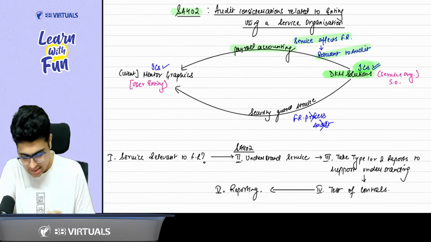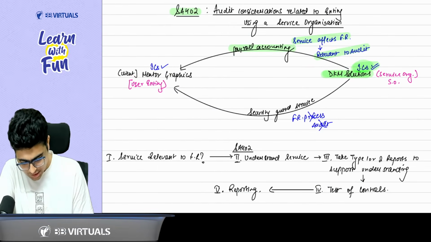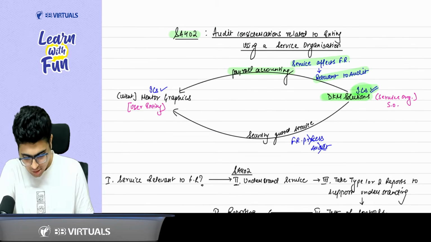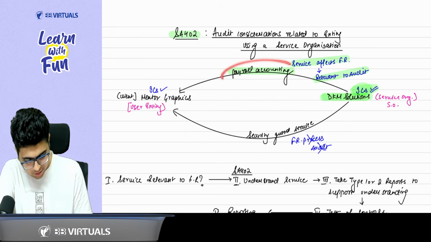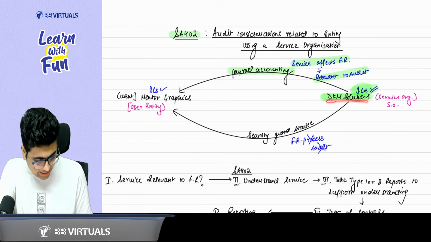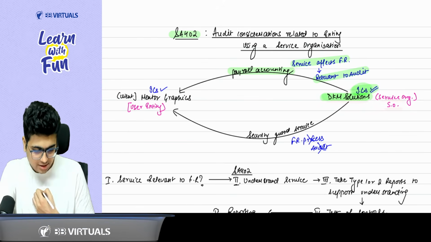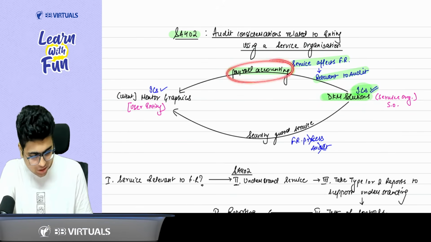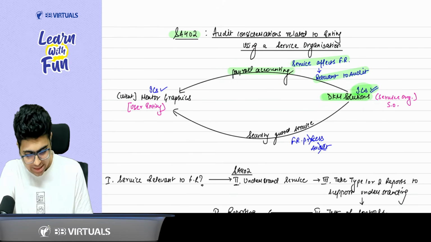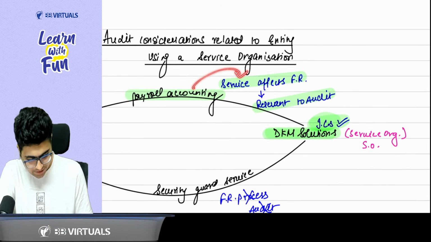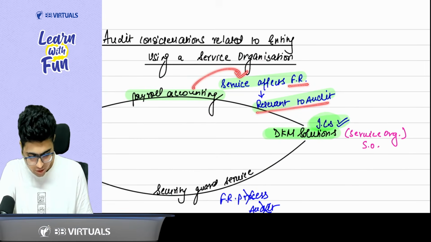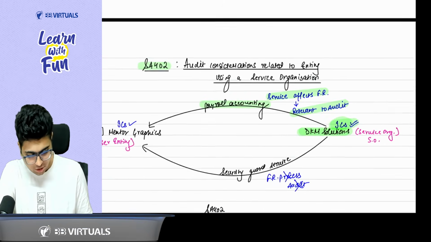So what happens is, let's say I have a client, the name of the client is Mentor Graphics. Now, sir, Mentor Graphics is the user entity. It is using the payroll accounting services provided by DKM Solutions, which is a service organization. Now, when the payroll accounting is done by DKM Solutions, tell me, is it part of the financial reporting process? Yes, sir. This service is affecting the financial reporting. It is relevant to audit. So whatever are the internal controls in the service organization, they become relevant to us for the audit.